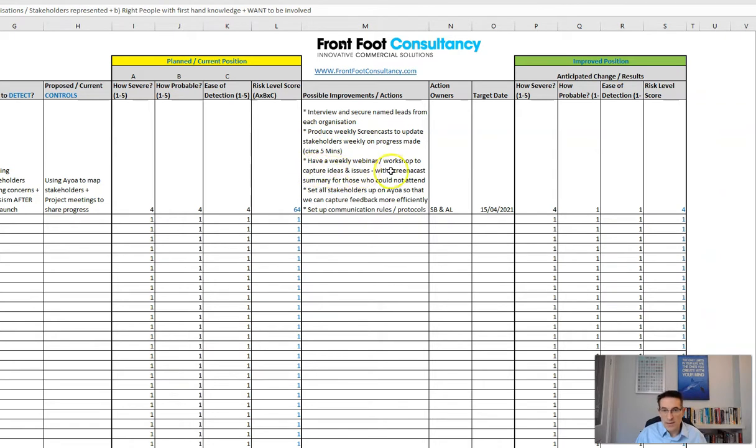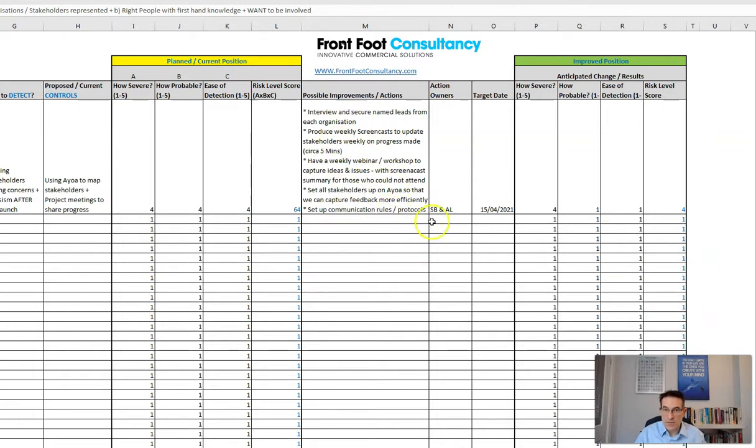We could have weekly webinars and workshops to share ideas and to build and to develop and progress. So that can really help. We can set all these stakeholders up on AOA so that they can all engage 24/7 whenever suits them. So if they can't meet this session, then they've still got their opportunity to feed back. And we could set up communication rules and protocols about how the whole group is going to make decisions, how the communication is going to get shared, when the decisions get made, who's the ultimate arbiter on what decisions get made. By setting those controls up, everything's an awful lot tighter. And the controls will find problems earlier on and they'll resolve problems as well.